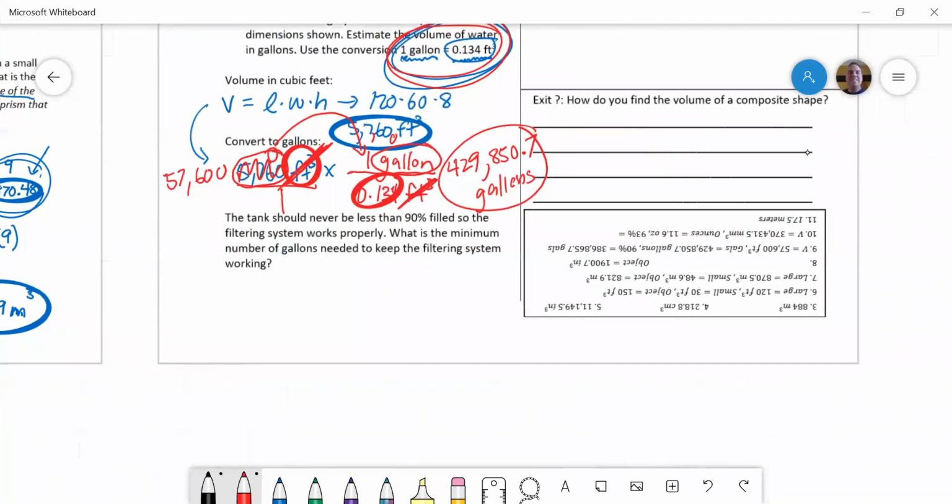Now let's answer this last question. It's actually, see, it's really not that bad, right? This is all stuff that we've done before, and now you guys are just putting it to use, all right?